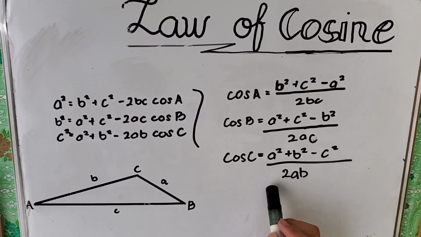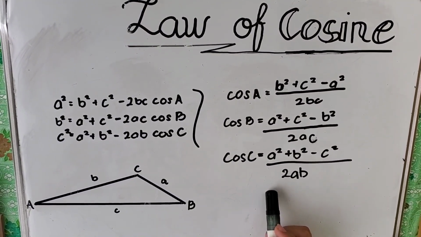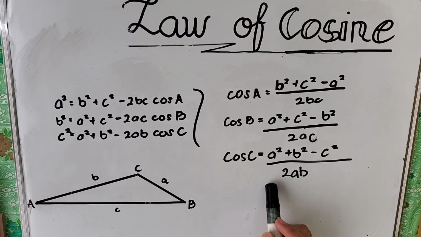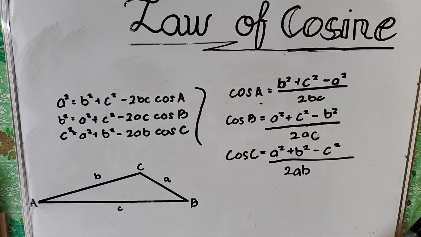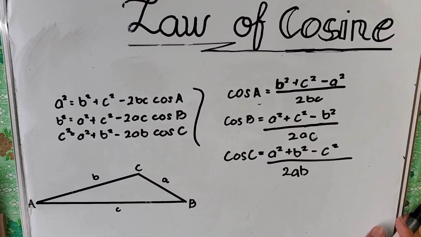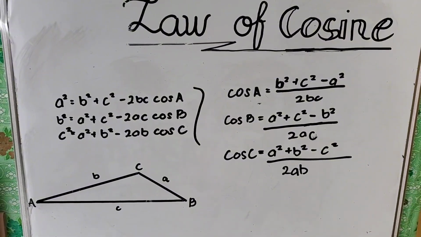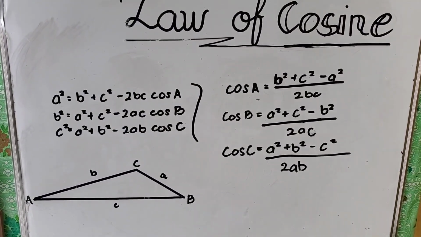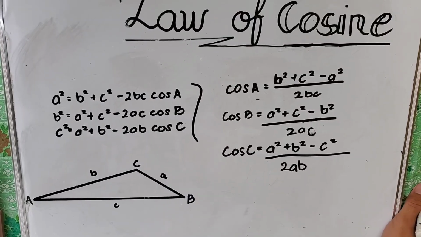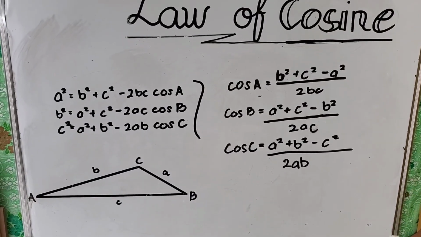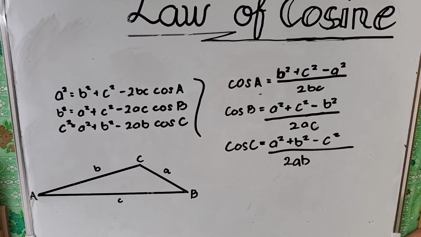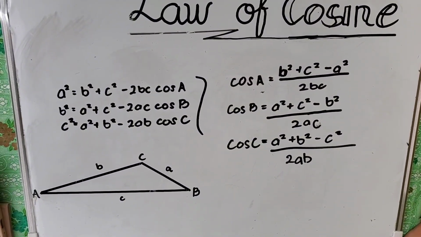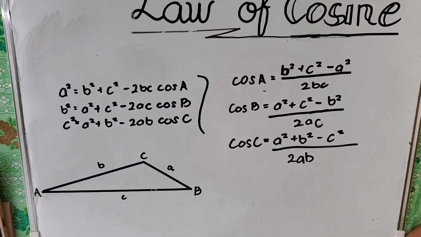And these are the formulas in solving for our angles. For cos A, it is b squared plus c squared minus a squared, all over 2bc. For cos B, a squared plus c squared minus b squared, all over 2ac. And cos C is equal to a squared plus b squared minus c squared, all over 2ab.